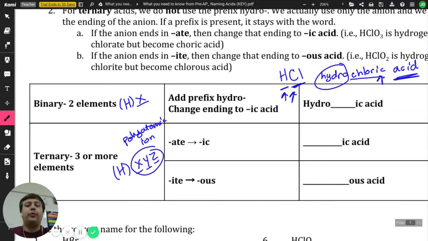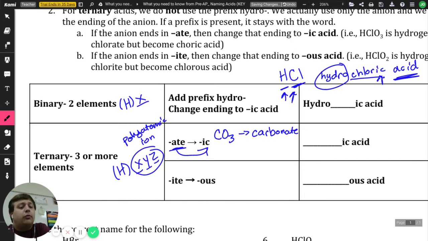So ternary, three or more elements, one of which is going to be hydrogen. Ending changes from ate to ic. And what do I mean when I'm talking about ate? Well, if I've got CO3, that is carbonate. Okay, so this is an ate. So I would change that ate to ic if it is bonded with a hydrogen at the beginning.